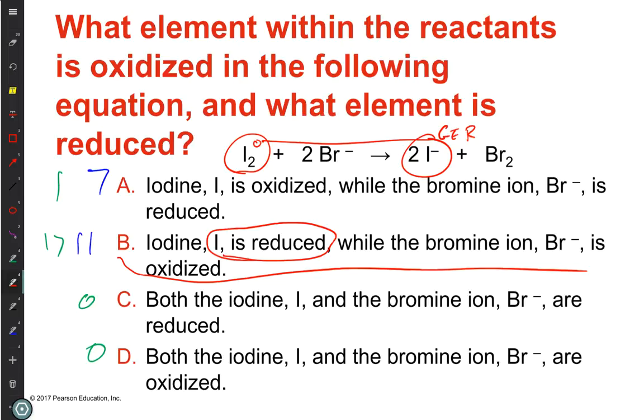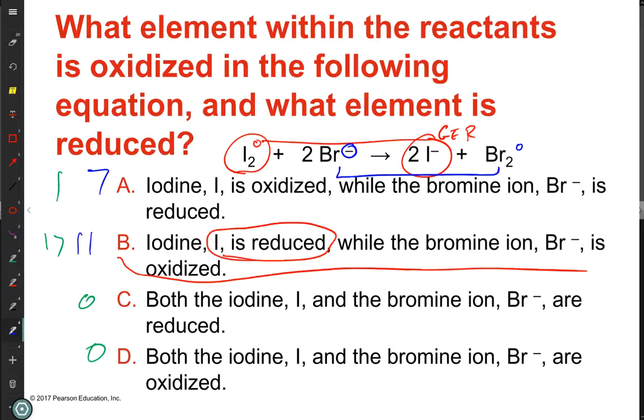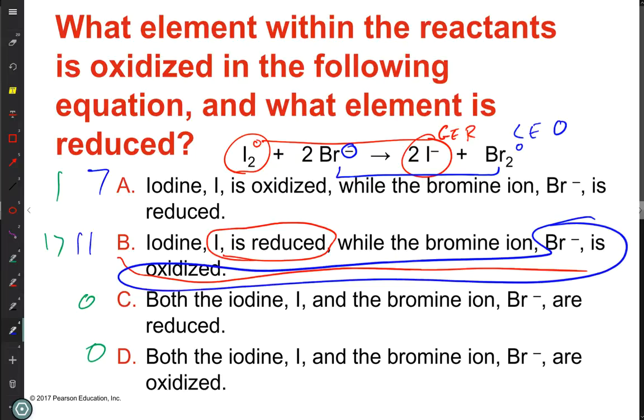And because of the other answers, you really did want to look at the bromine to make sure that you understood correctly. The bromine went from a minus sign to a 0. So going from minus to 0, you've lost a negative. Remember, electrons are negative charge, which is what was confusing there. So if it's lost an electron, then it's oxidized. And so the bromine was oxidized.